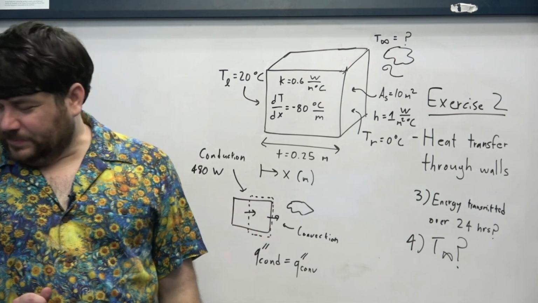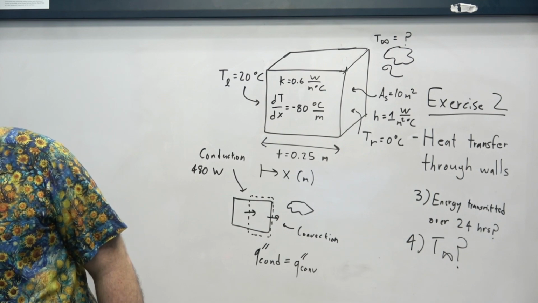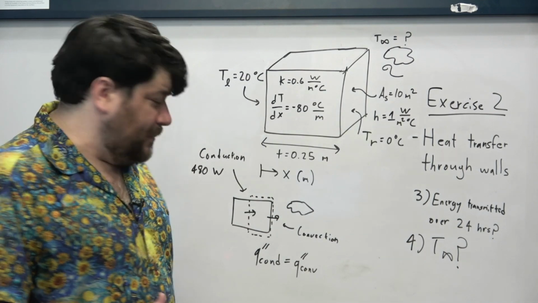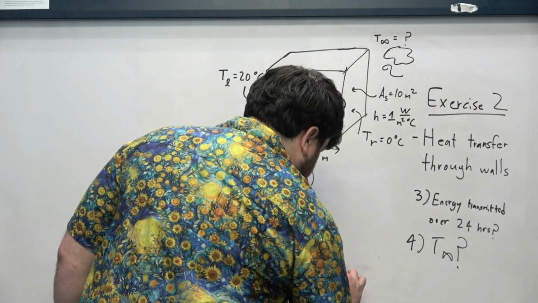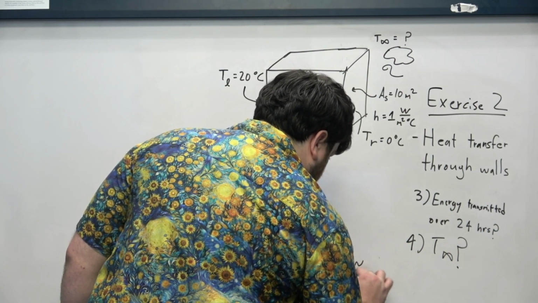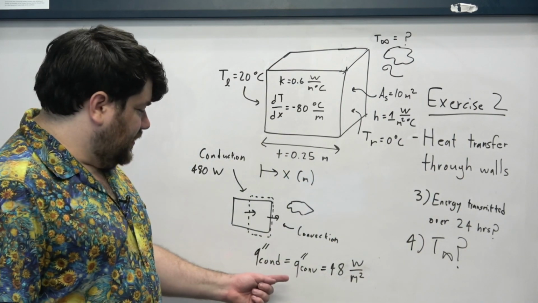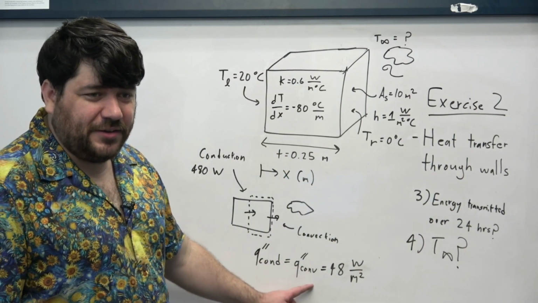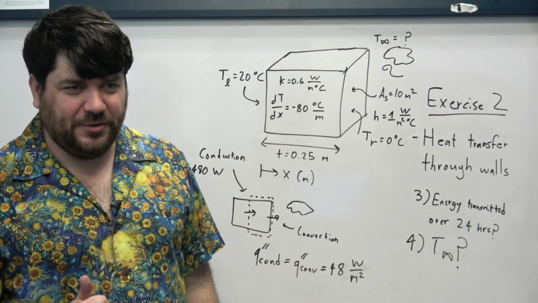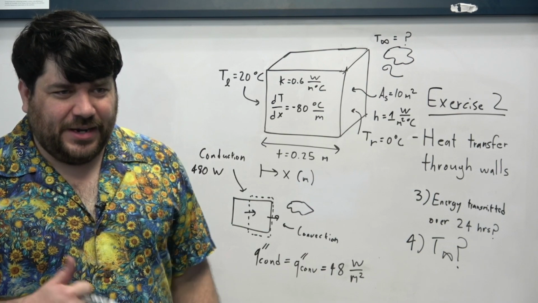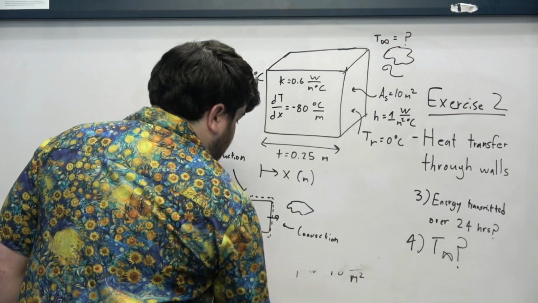at the boundary. Okay? And just as a reminder, we had found that the q double prime, right, the heat flux from conduction, was 48 watts per meter squared. And so the convective heat flux has to be the same as the conductive heat flux, which is just 48 watts per meter squared. All right, and then this is the thing that will get us to what we need.